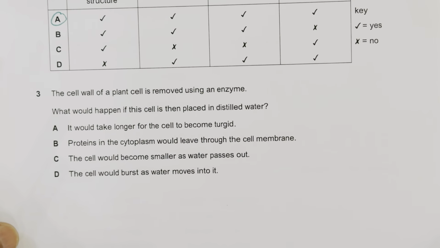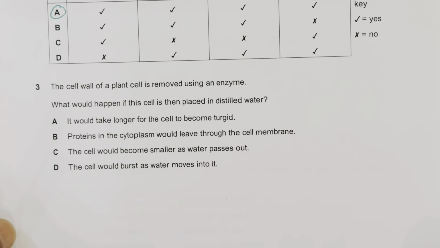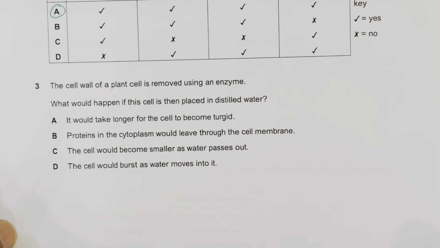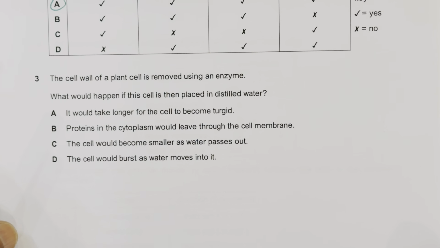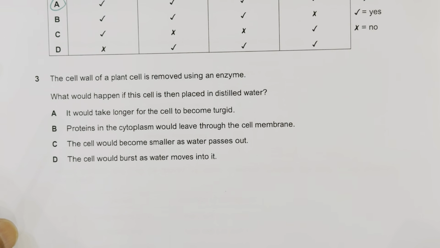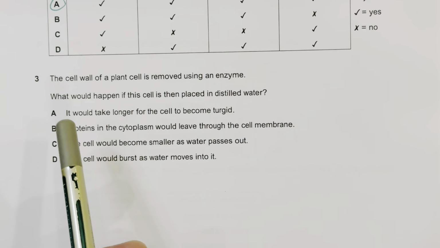Moving to question number 3. The cell wall of a plant cell is removed using an enzyme. What would happen if this cell is then placed in distilled water? If the cell is placed in distilled water, there will be too much water, so the high chance is that water tends to move into the cell and it will burst. So we're going to read the options.